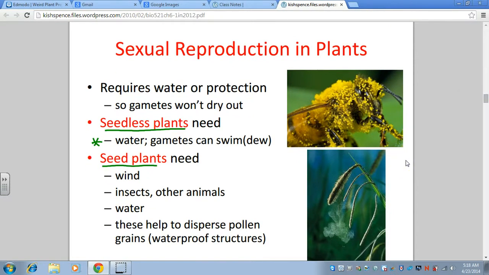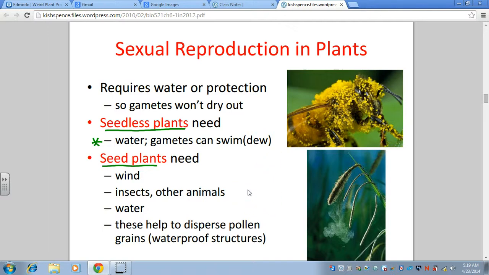Sexual reproduction in plants. Yes, we've been saying all along, plants have sex. It's kind of strange to think that way, and you certainly would never have probably thought of it when you were first learning about plants when you were little, but they do, and it requires water or protection so that the gametes won't dry out. Seedless plants need to have water so that the sperm can swim to the egg. So dewdrops, for instance, or rain will help to get the sperm to the egg for fertilization to happen.